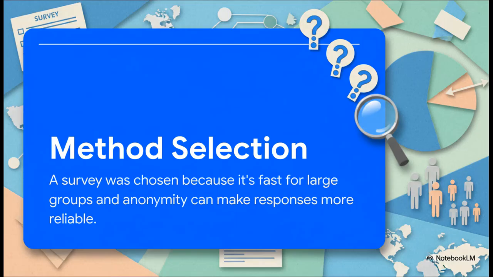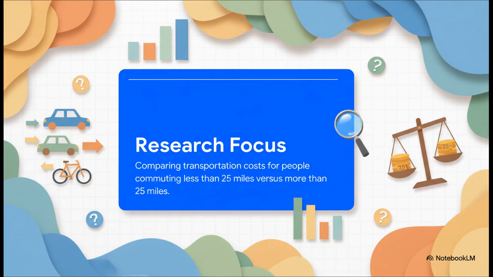Okay, first up, why this method? You see, researchers have a bunch of options. They might choose a survey, for example, because it's fast and you can reach a ton of people. And hey, being anonymous can make people a little more honest, right? The point here isn't to say one method is good or bad, but to really understand why they picked the one they did.